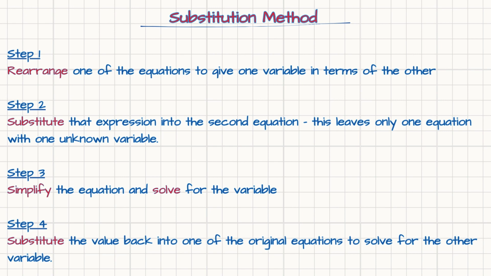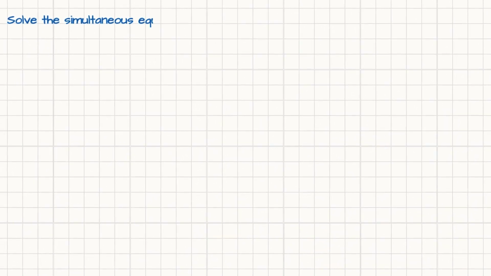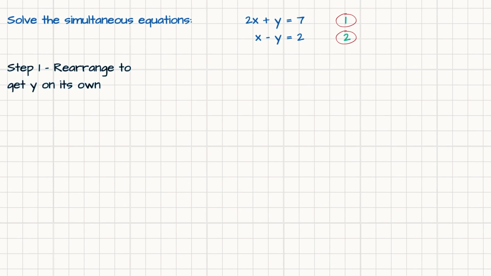Let's take an example to illustrate this process. Let's solve the simultaneous equations from earlier. 2x plus y equals 7 and x minus y equals 2. The first step is to rearrange and isolate one variable in one of the equations. In this case, let's isolate y in the second equation. We have x minus y equals 2. If we add y to both sides, we're left with x equals 2 plus y, and if we now subtract 2 from both sides, we're left with x minus 2 equals y.